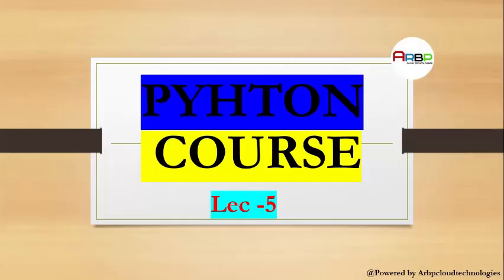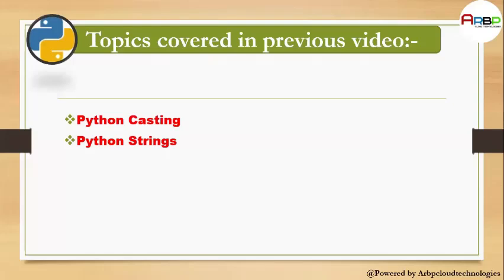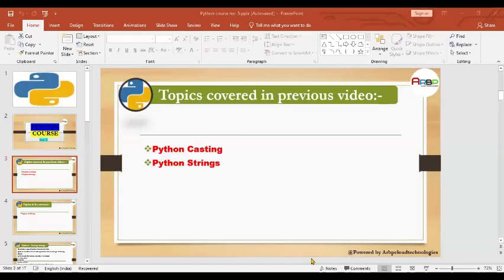So this is lecture number 5. In lecture number 4, we studied Python casting, Python strings, assigning a string to a variable, multi-line strings, looping through a string, checking strings, and different functions. All this we learned in our lecture number 4.